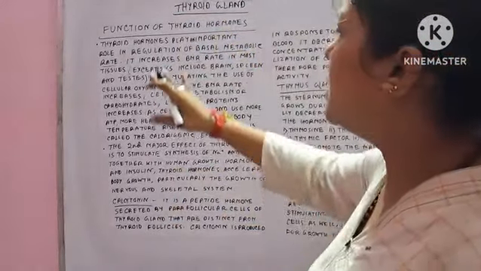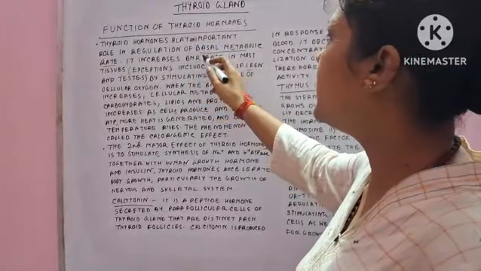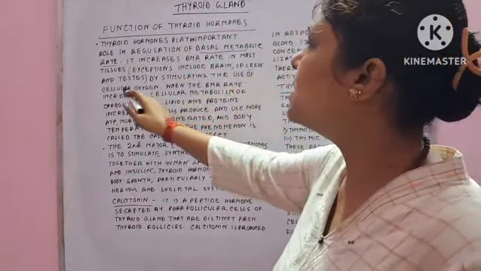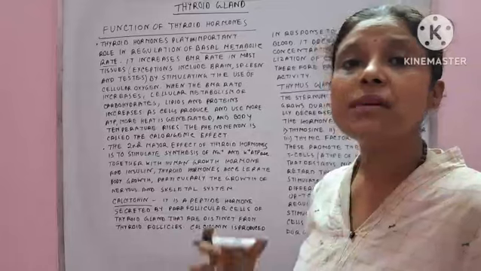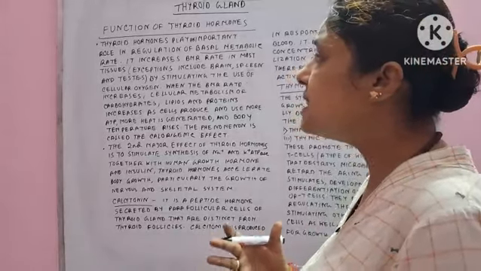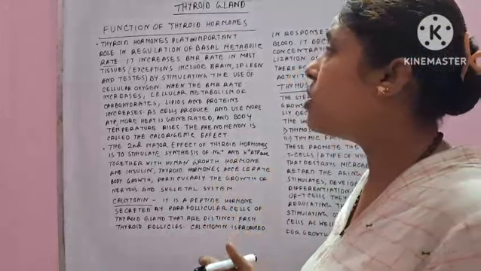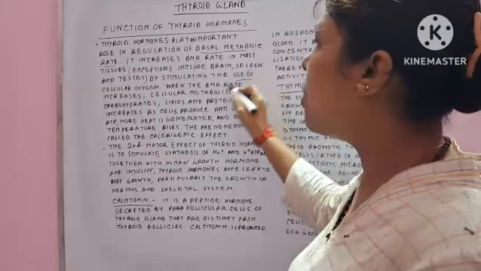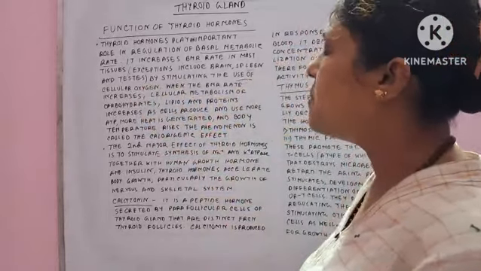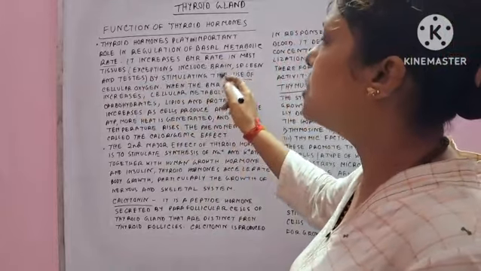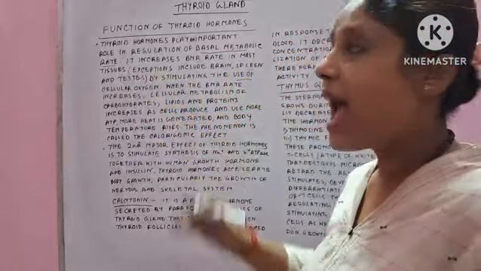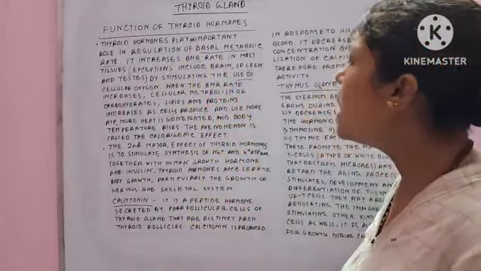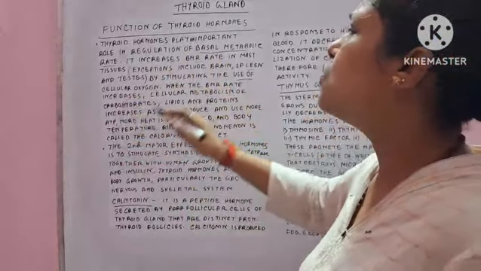And this increases the BMR rate in most tissues by stimulating the use of the cellular oxygen. So how is the basal metabolic rate increased in the tissues? It is increased in the tissues due to the use of the cellular oxygen, and which controls the increased metabolic rate. Clear? When the BMR rate increases, what happens?